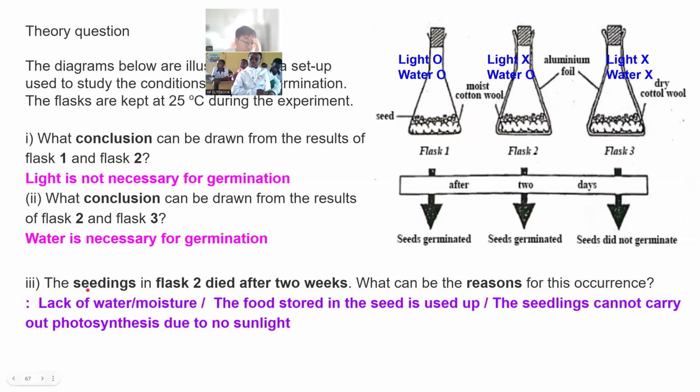Question 3 asks, the seedlings in flask 2 died after 2 weeks. What can be the reason? You can say the lack of water or moisture, or the main reason is that there is no sunlight. So the plants, although they germinated, were not able to perform photosynthesis and make their own energy. So they died off.